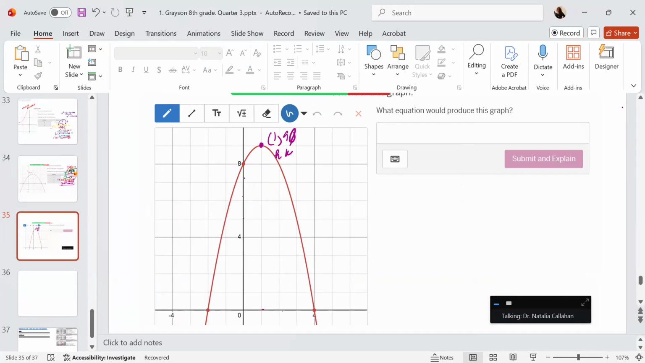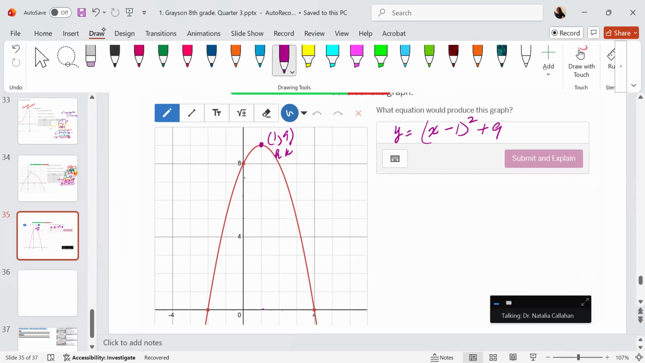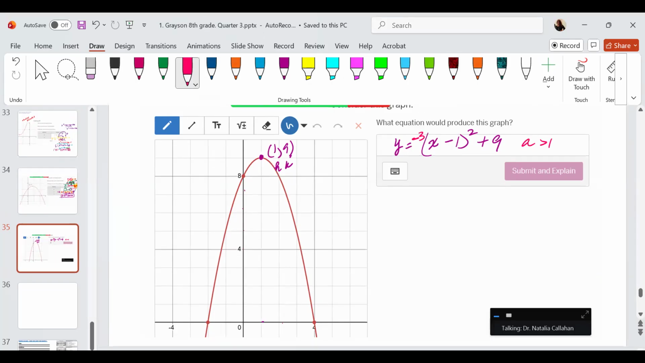So with your vertex, y equals x minus h. What's your h? That would be 1. So the vertex, and then it looks pretty skinny, and it's a sad face, correct? So you know that this is going to be a minus in front, right? And if it's skinny, a has to be bigger than 1, so maybe try a 3, okay? Does that make sense? So let's try to plug that in.